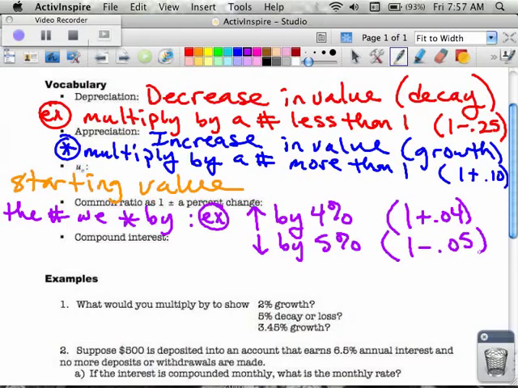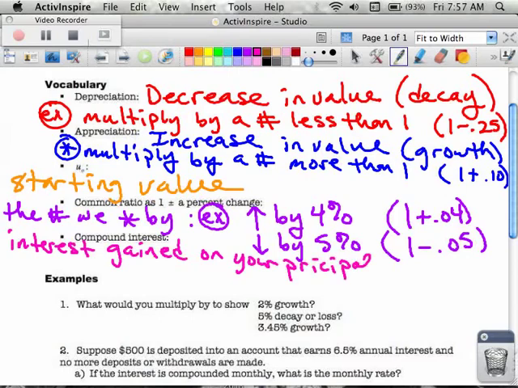So compound interest is interest gained on your principal and any interest that has accrued.